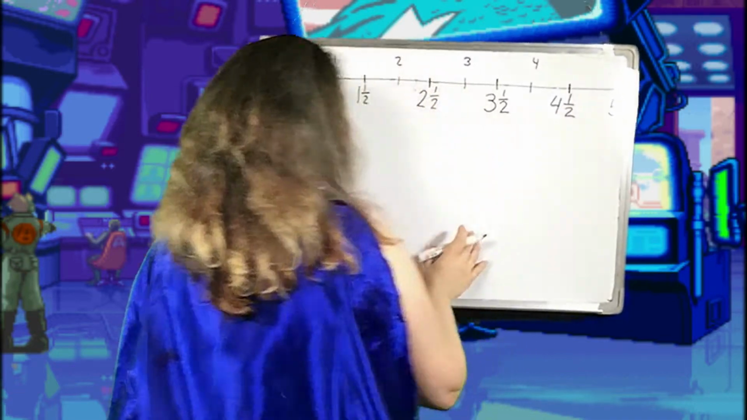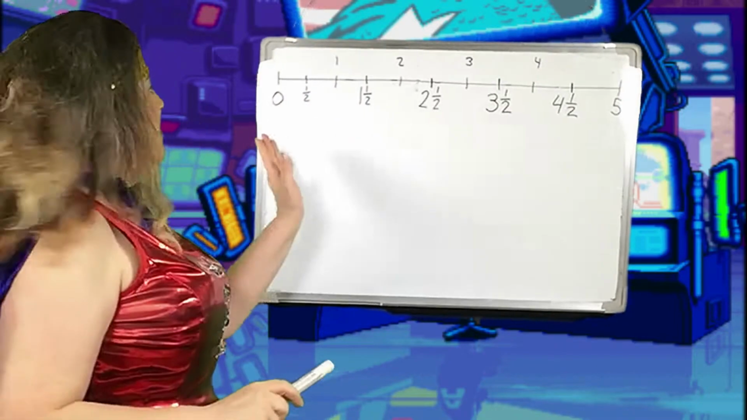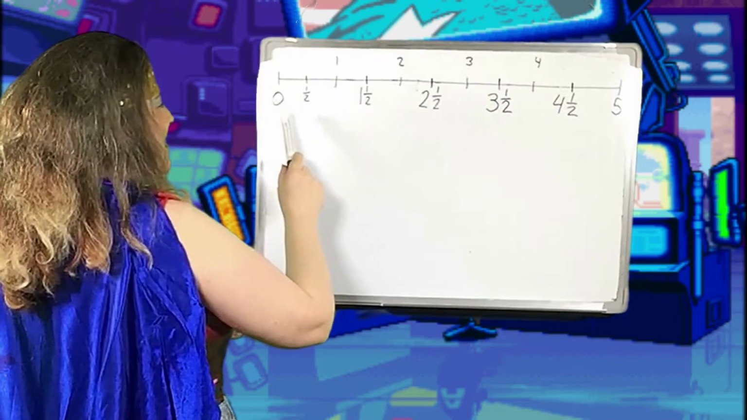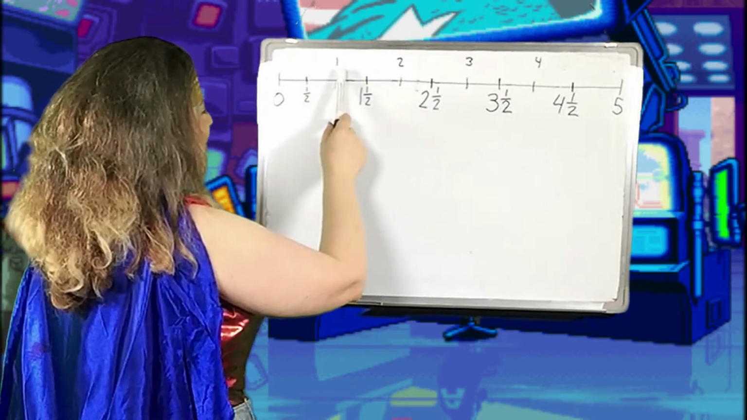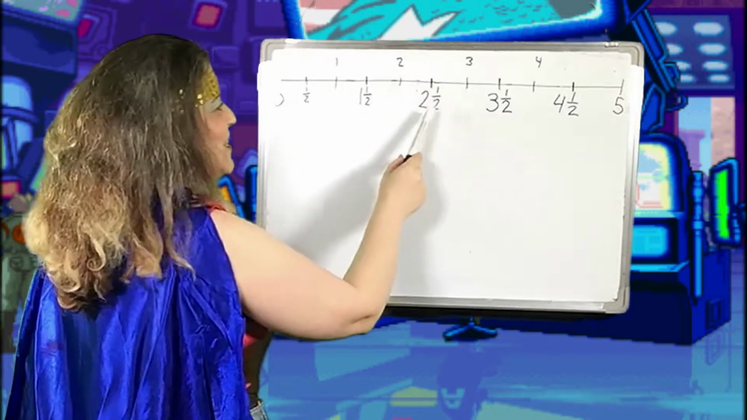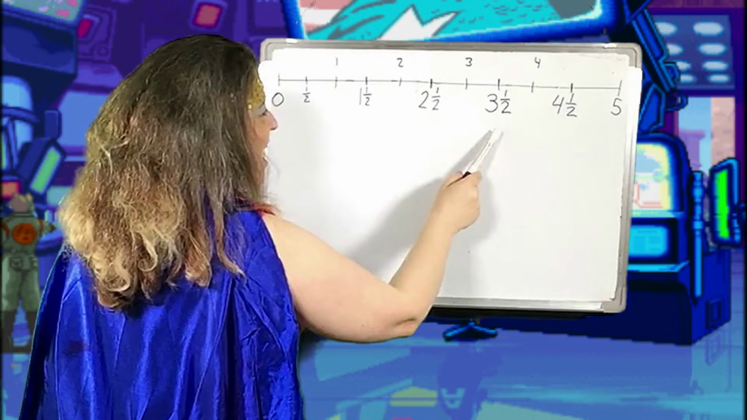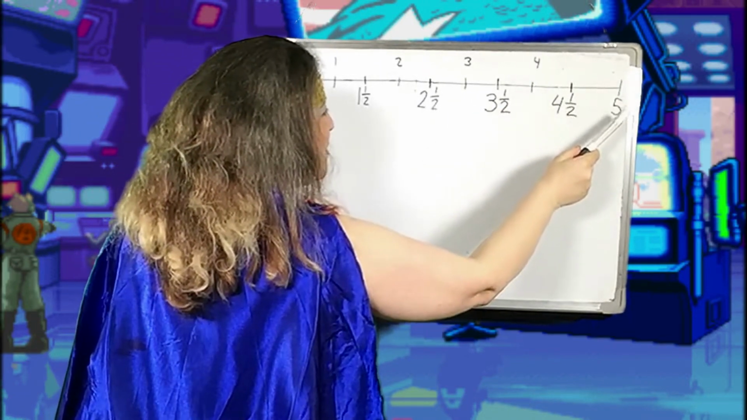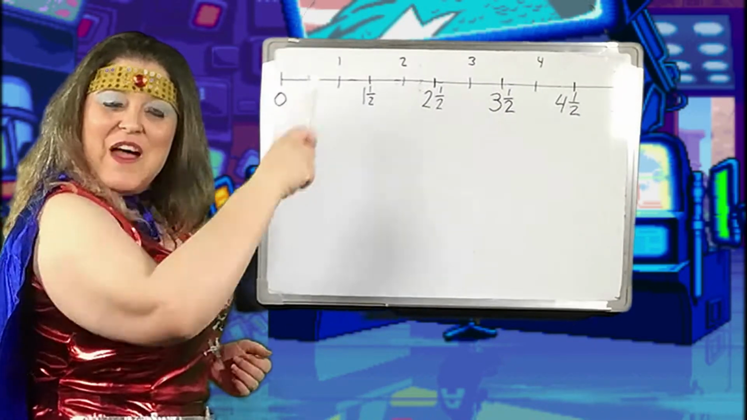4.5. So, we can mark, if we're counting in halves on this number line, we start with 0, 1/2, 1, 1.5, 2, 2.5, 3, 3.5, 4, 4.5, 5. Look at that! Very well done!